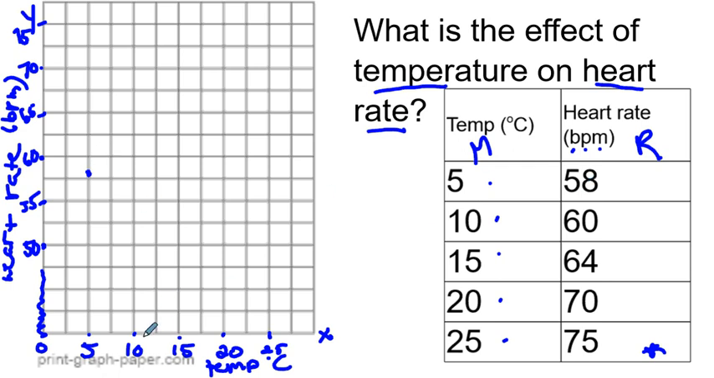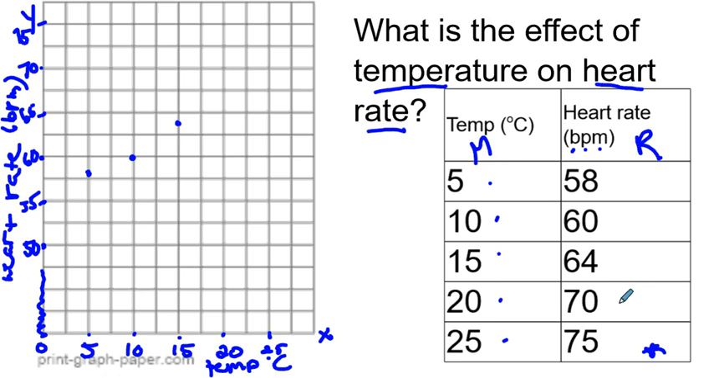At 10 degrees, the heart rate is 60. So again, we find 10 degrees on our x and we trace with our pen up to 60. So here is 60 on this line. At 15 degrees, we have 64. So again, we trace up here. If this line is 65, then I'm going to estimate 64 to be about right there.